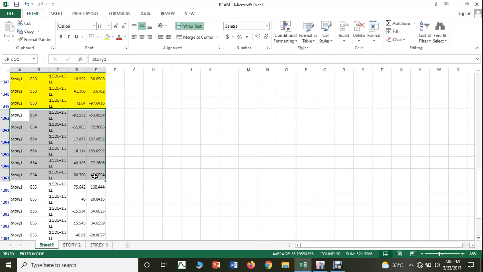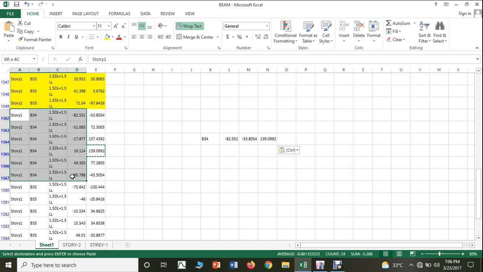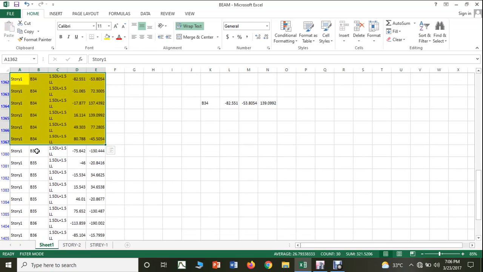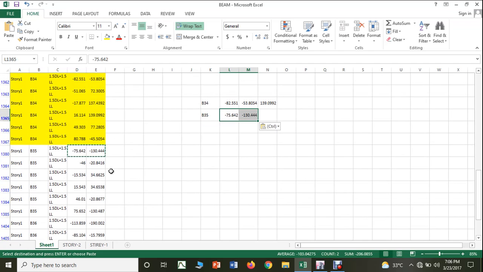Next you can have is beam 34. Out of this beam 34, the highest value is this one, and the positive value is 139. Beam 34. So next you have is beam 35. Here to here, the highest is this one, and the positive will be this value.